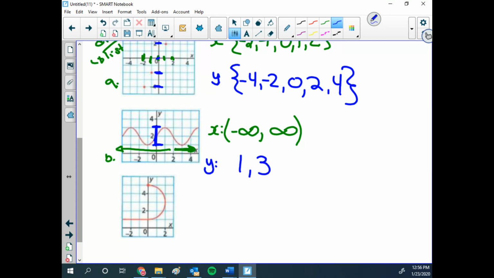Can I equal those numbers in this graph? Yeah, because we're going to assume that this graph comes and bounces off 3, and then comes back down, bounces off 1, and it keeps going. So we could put square brackets on there to indicate that I can equal that number.